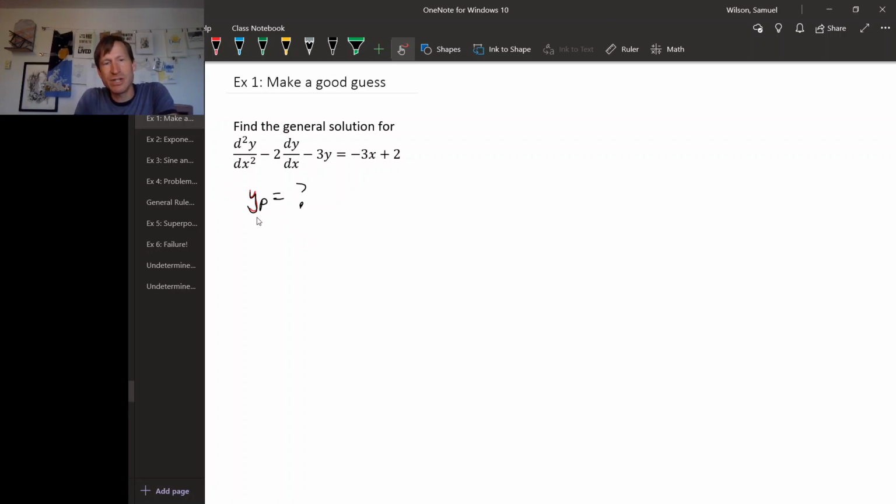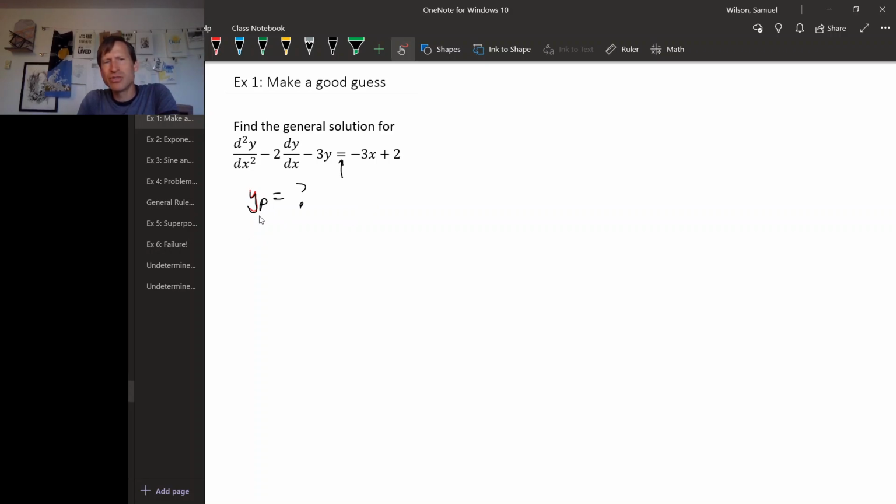So what we'll need to do to make a good guess is imagine what happens to this guess for our particular solution when we put it into this differential equation. Well, this function y sub p is going to get two derivatives, and then one derivative, and then no derivatives, and they're all going to be added together in various ways. And what this equation is saying is that what you should get when you combine all those derivatives is a polynomial. We should get minus 3x plus 2.